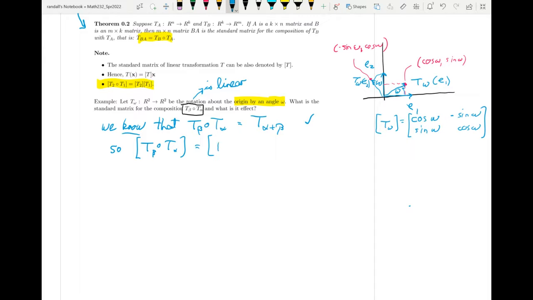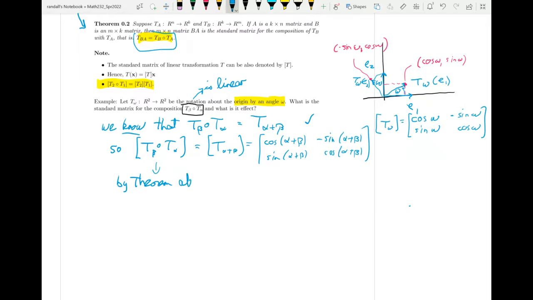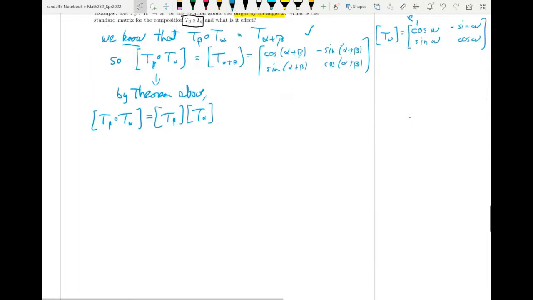So I already know what the standard matrix of the composition should be. It should be the standard matrix of the rotation by alpha plus beta, which according to my formula is cosine alpha plus beta, sine alpha plus beta, minus sine alpha plus beta, and cosine alpha plus beta. So I know the answer. But let's do it now according to the theorem above. By the theorem above, this standard matrix would be the product of the two standard matrices. Let's do it this way now, and we'll see that it does agree.